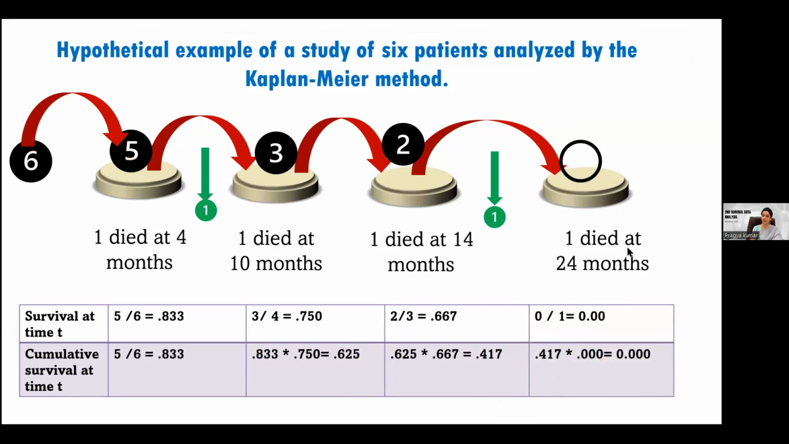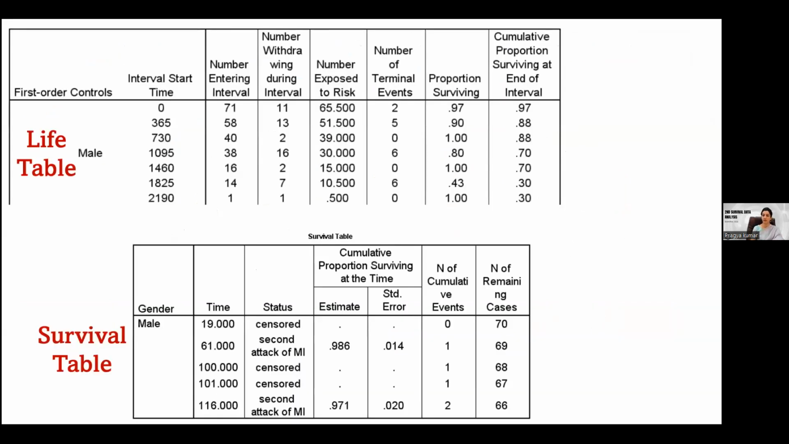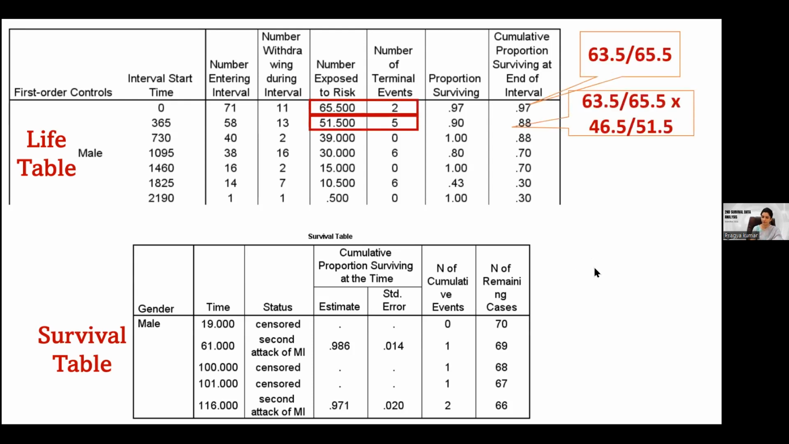And if this person died at 24 months, and there's 1 loss to follow up, so there will be 0 in the numerator. So the survival is 0. So the cumulative survival will also be 0. So this is how we calculate the graph. So in this case, I will explain this once we see the Kaplan-Meier survival in the SPSS. So maybe I'll come to this slide later on, or else I can explain it here also.